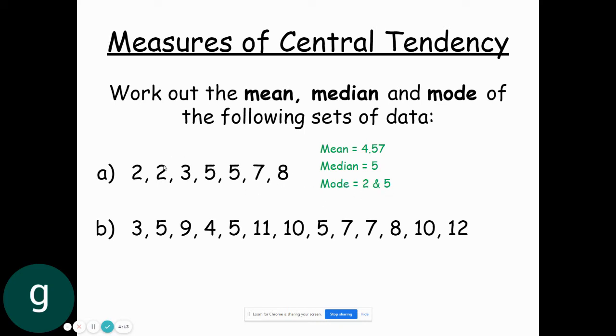And the mode is 2 and 5. You've got equal modes because there's 2 very similar numbers. The mean here is 7.38, which sounds about right. The median is 7, because if you rank these numbers, 7's in the middle. And the mode would be 5, because you have 3 numbers for 5.